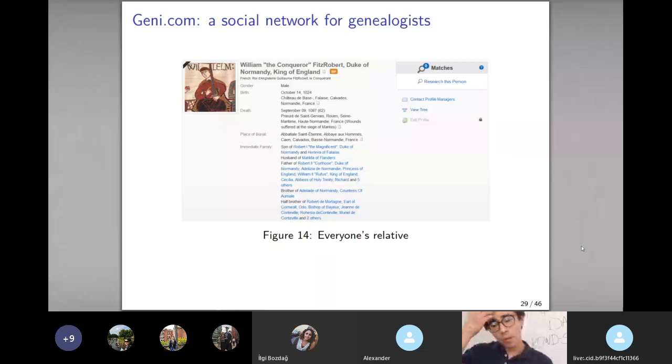All right, so we're gonna look a bit more into some potential issues with the data. So this is the profile from Geni of William the Conqueror that I showed before. And one potential issue that we can find in these genealogies is that there are many biases. One particular one that we can think of, I think there is not a name for this bias, but I have started calling it the William the Conqueror bias, which is that everybody wants to be related to famous people.